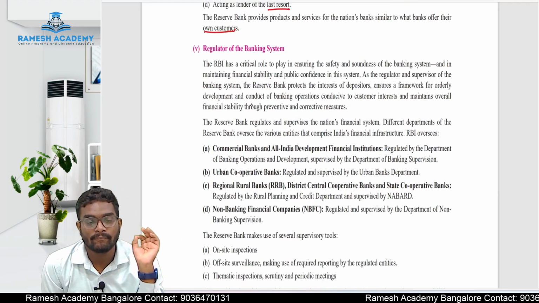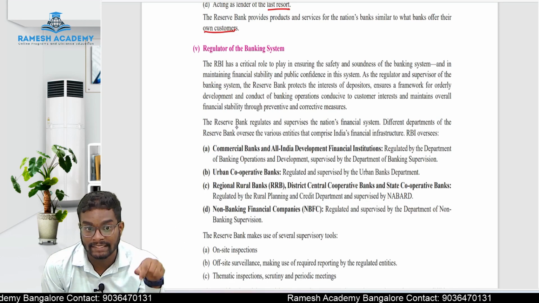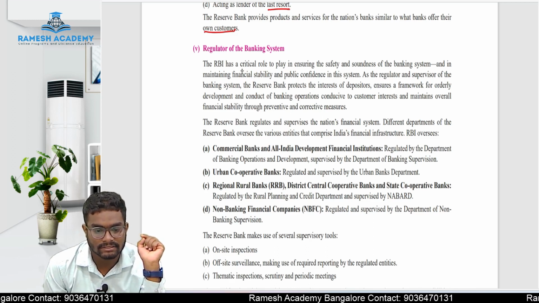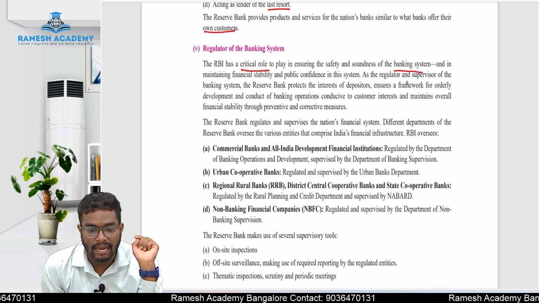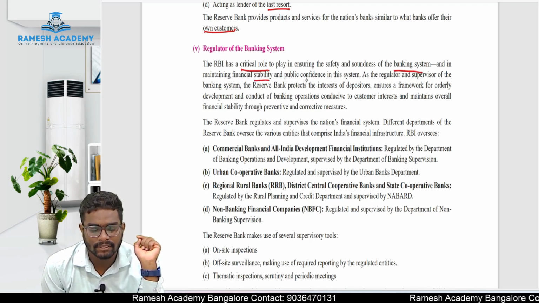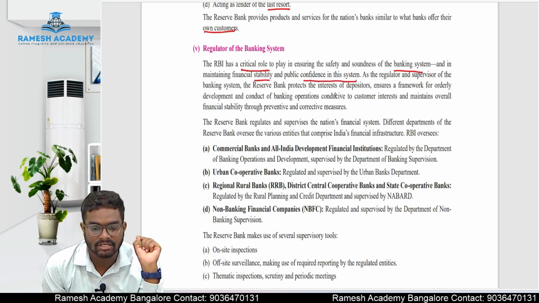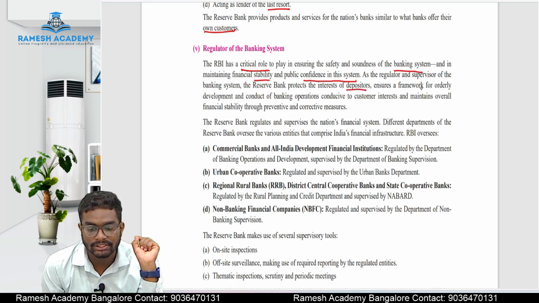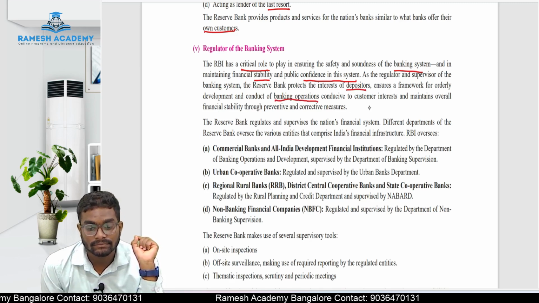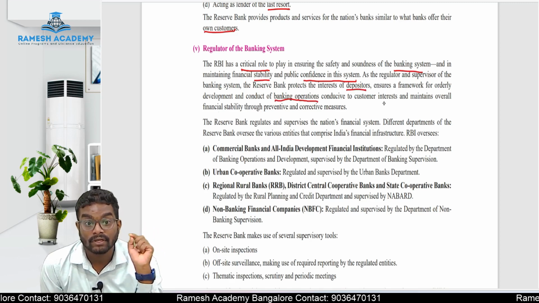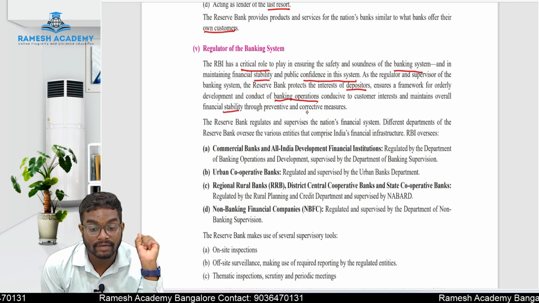Next, regulator of banking system. As I told you, RBI is the regulator of all the banking system in India. The RBI has a critical role to play in ensuring safety and soundness of the banking system and in maintaining financial stability and public confidence in the system. As a regulator and supervisor of the banking system, the Reserve Bank protects the interest of depositors, ensures a framework for orderly development and conducting of banking operations conducive to customer interest, and maintains overall financial stability through preventive and corrective measures.